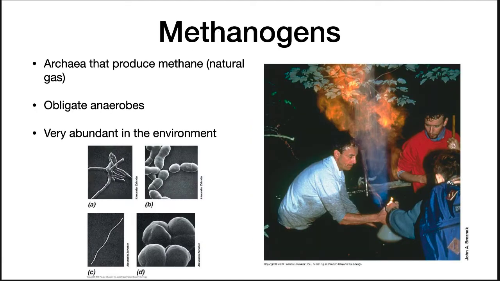Methanogens are one of the important groups in the archaea. They convert hydrogen and carbon dioxide to methane and release it into the environment. They cannot survive in the presence of oxygen and are present in many different environments. Several examples of methanogens are shown on the left, while the image on the right shows scientists collecting swamp gas, methane, and igniting it.